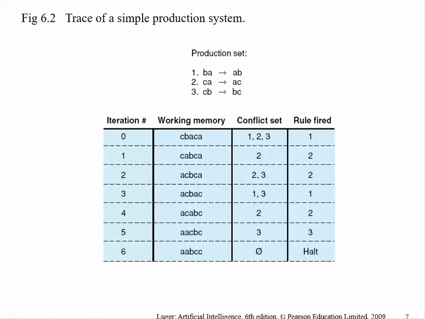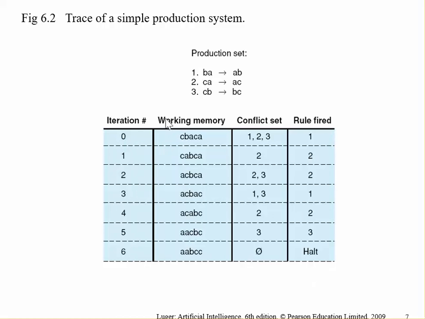So I think we're going to have everything clear with this example here. This is my production system. In this example, we're going to have 6 iterations. This is when we start, and this is when we end. We halt here, so that's when we finish.